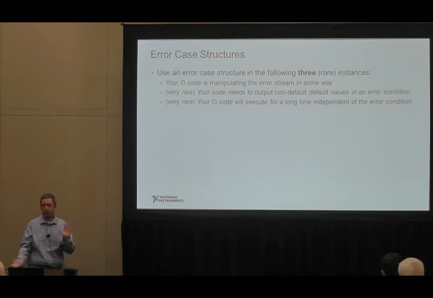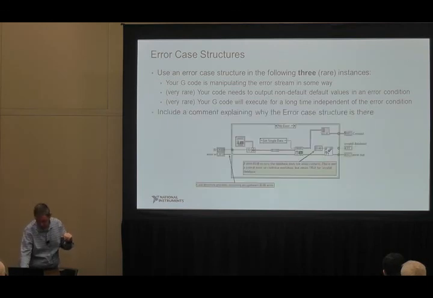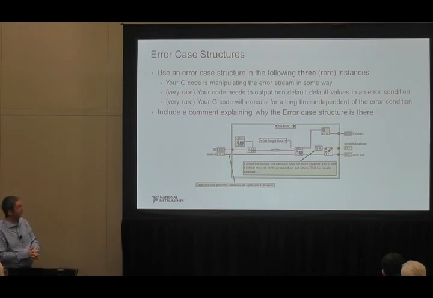If your code is going to run for 1 billion hours, regardless of the error, well, you probably want to case that out so it doesn't run for 1 billion hours. Whenever you do wrap your code in an error case structure, add a comment explaining why. So here's an example of the first bullet.